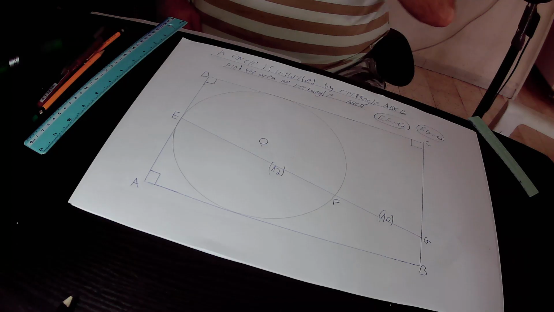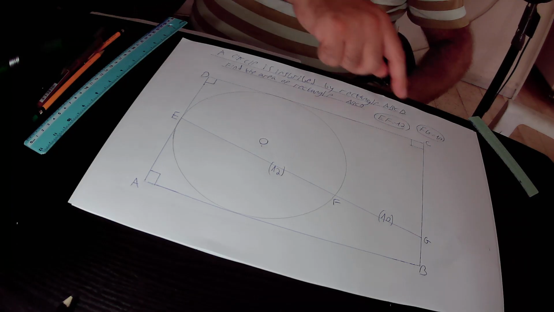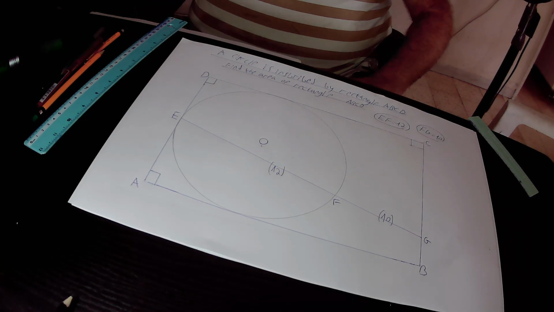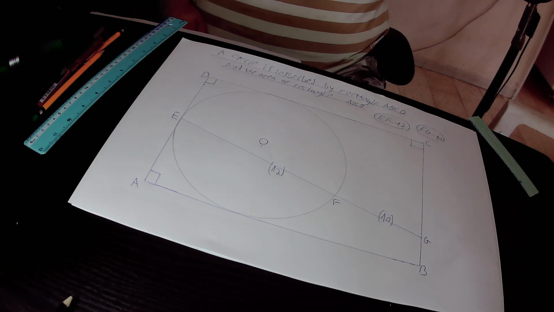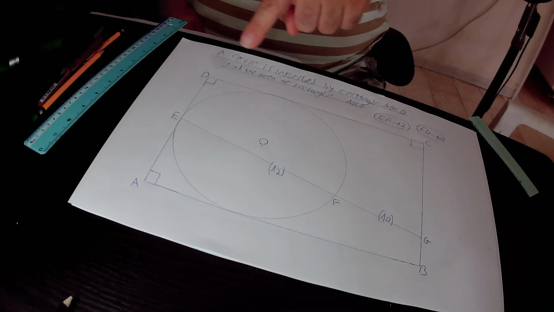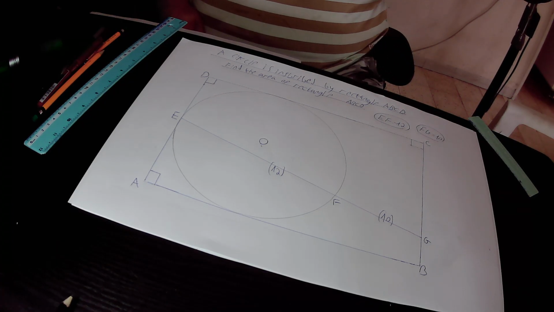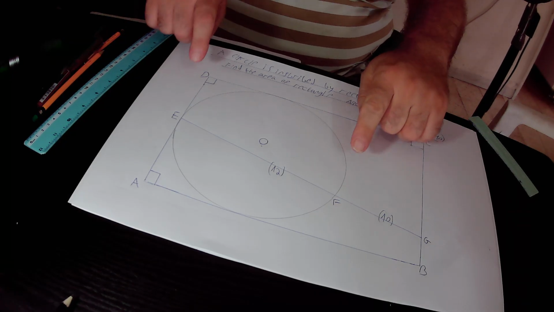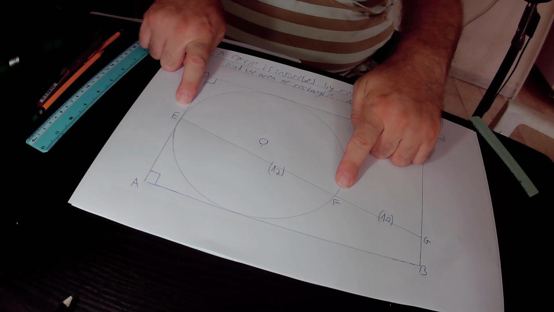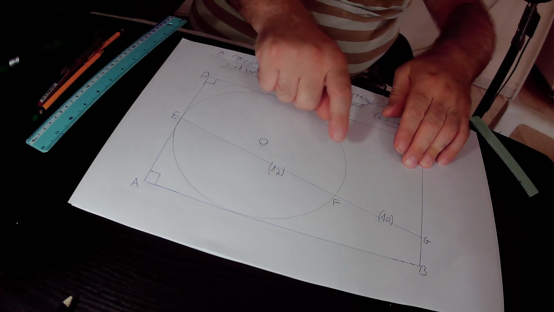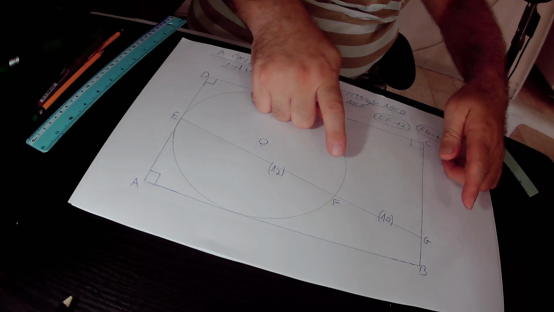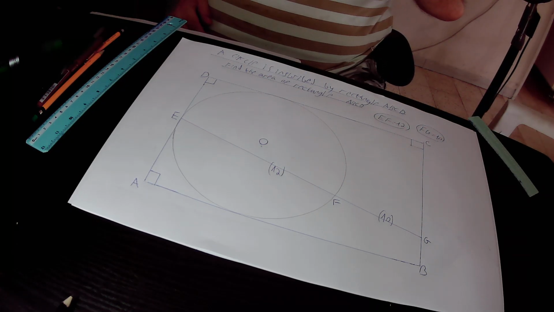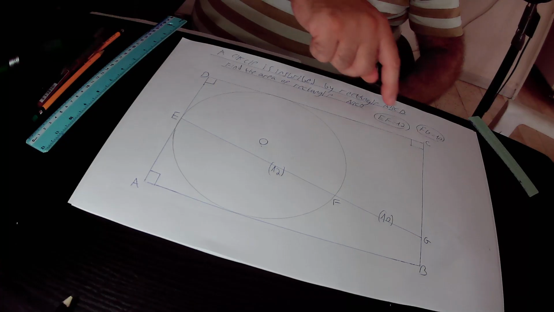In the drawing, we have rectangle ABCD. This rectangle ABCD blocks this circle, or the circle is inscribed by rectangle ABCD. In addition, you know that this is called EF, that is equal to 12 units in its length. This is line segment FG, that is equal to 10 units in its length. Again, our mission is to find out the area of this rectangle ABCD.